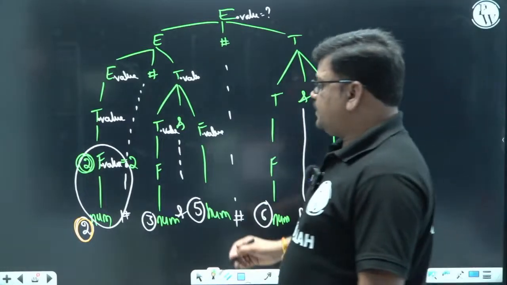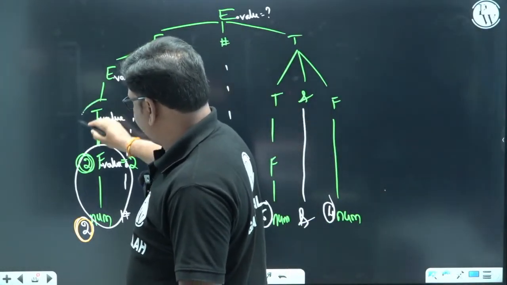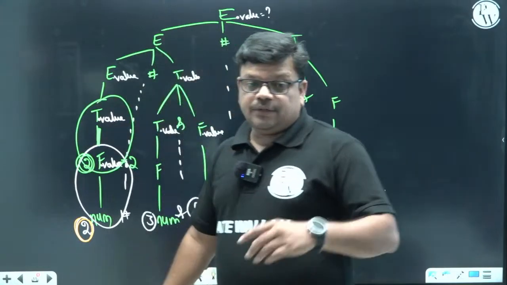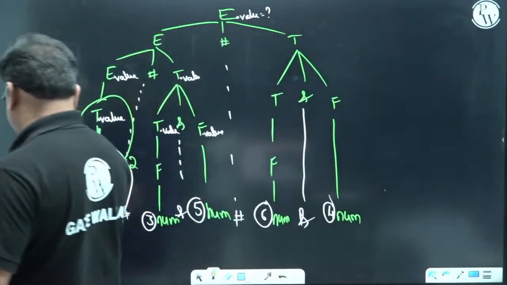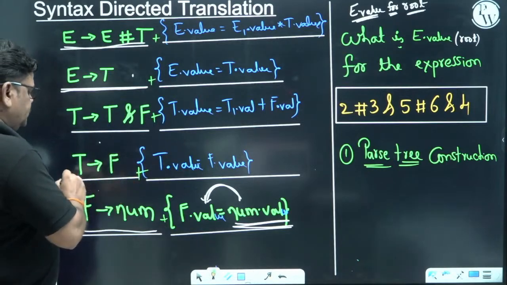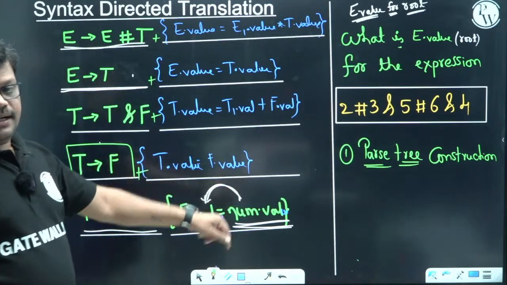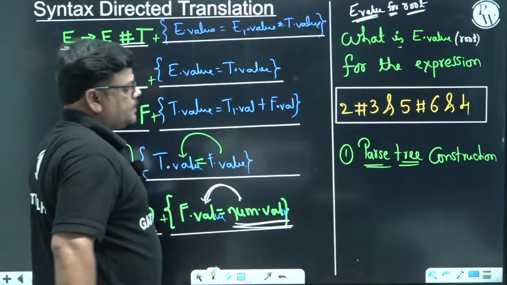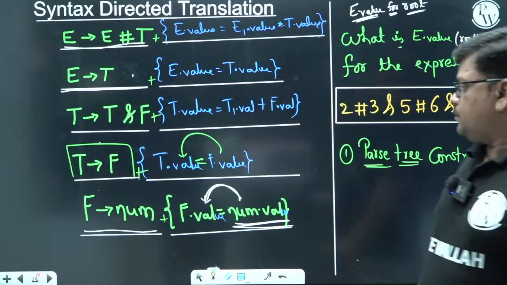Next, assume the parser is using this production, T to F. Whenever using the T to F production, what is the semantic rule associated here? What is the rule? Whatever the F value is there, F value will be assigned to T value. So same rule.